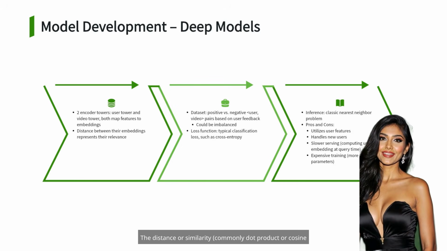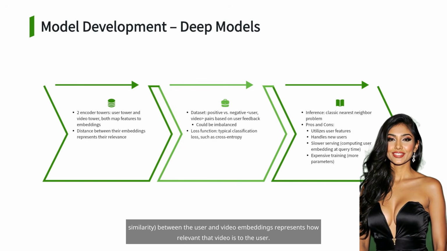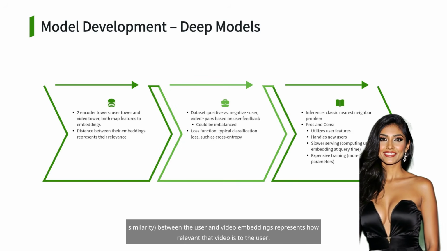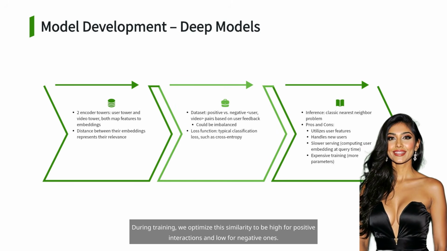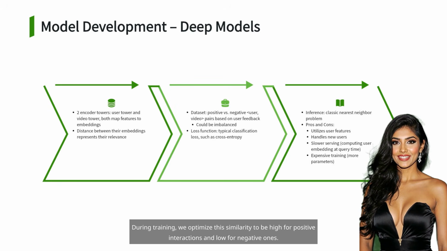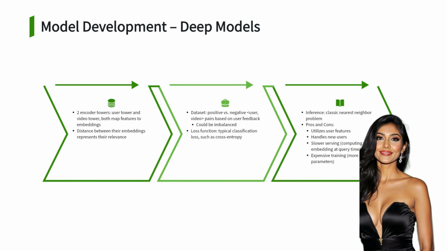Relevance via embedding similarity. The distance or similarity, commonly dot product or cosine similarity, between the user and video embeddings represents how relevant that video is to the user. During training, we optimize this similarity to be high for positive interactions and low for negative ones.